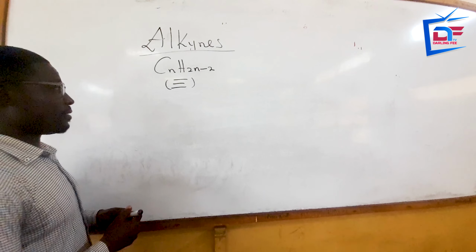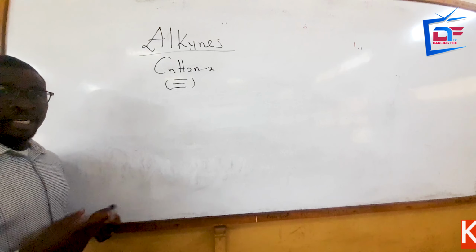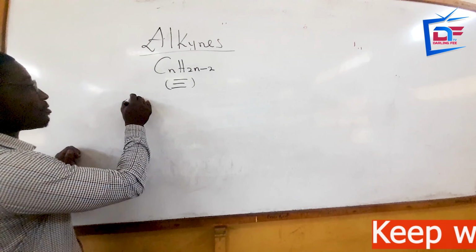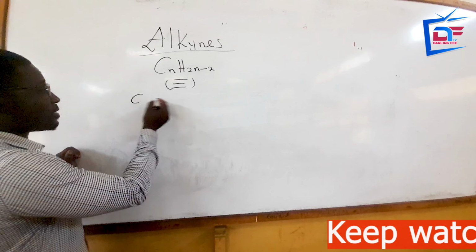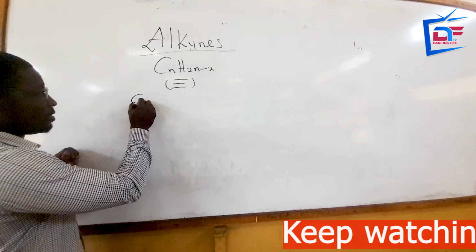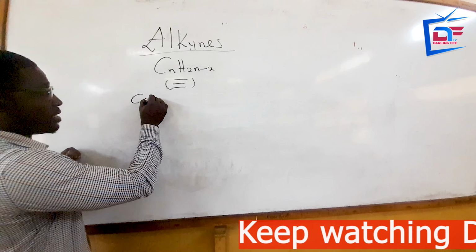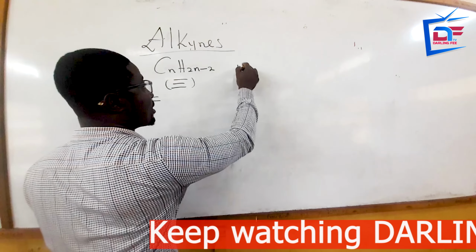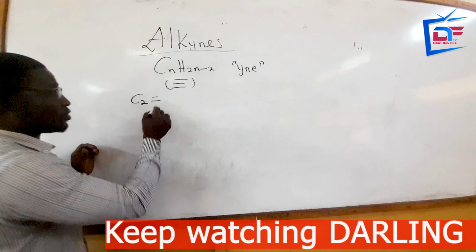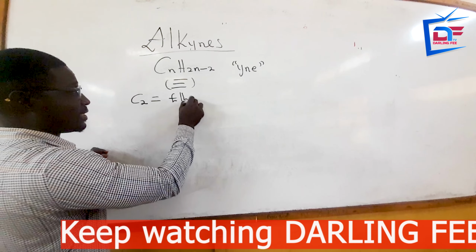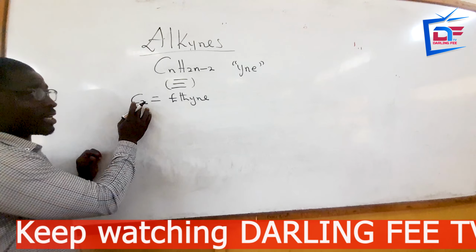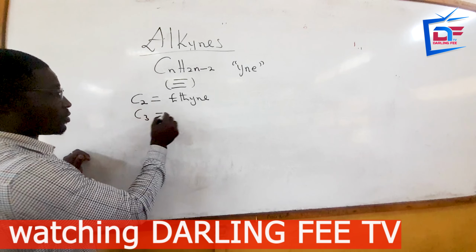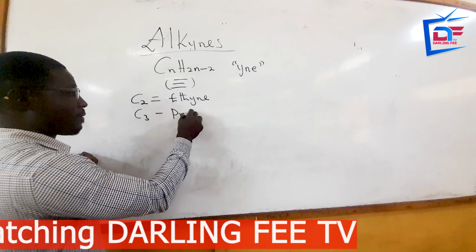in the previous lesson. But the basic things that we need to know are the parent names given to these compounds. So if you have, let's say, 2 carbons, that is going to give us ethane. But because of the triple bond here, that is going to give us ethyne. So this is no longer ethane but ethyne from alkynes. C3 is also going to give us propyne.